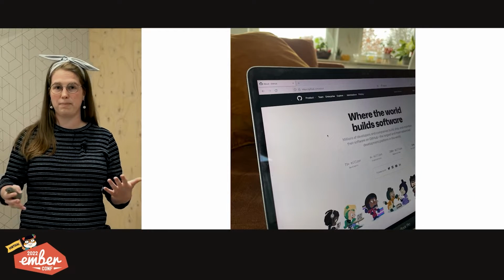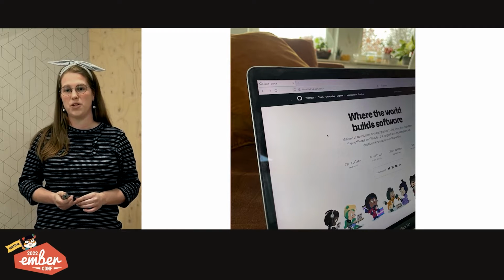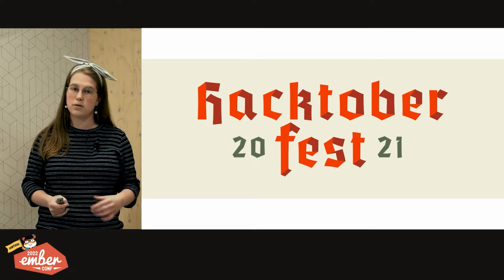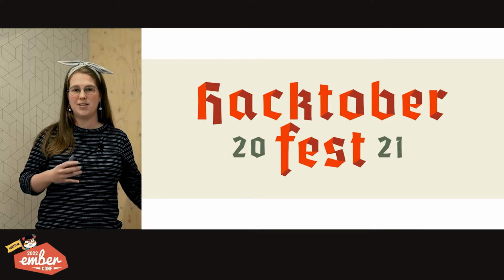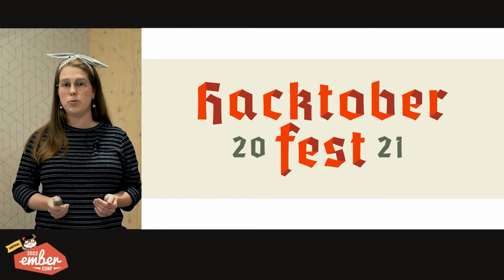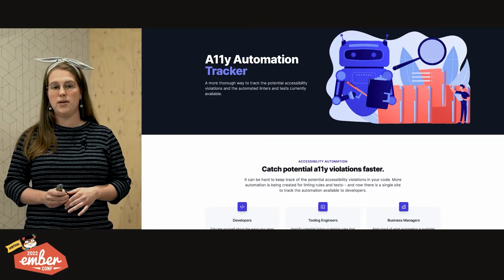But what about the web? Luckily, in the web, we can also cater to the preferences of our users. And I did so during Hacktoberfest 2021 for 2 Ember projects. And I want to take you through how I did it for both of them. The first project is the A11Y Automation Tracker by Mel Sumner. You can see it here.